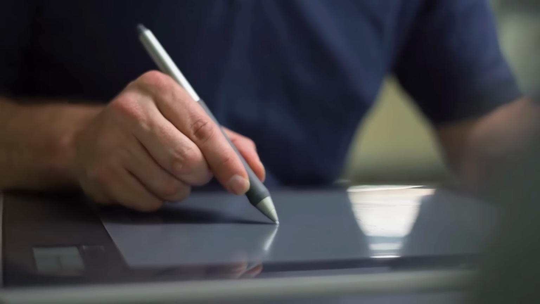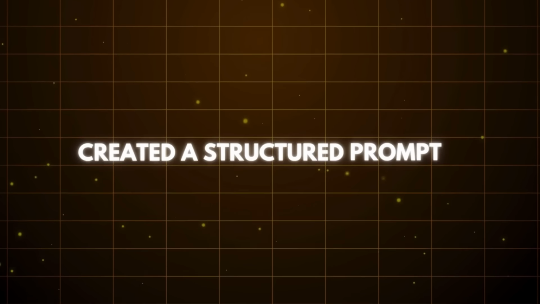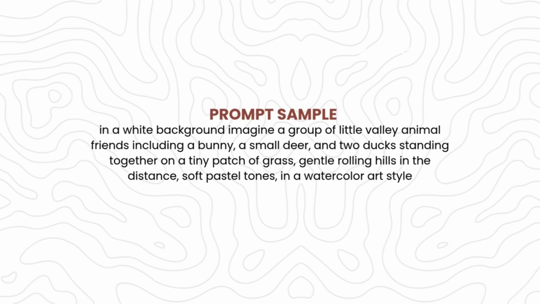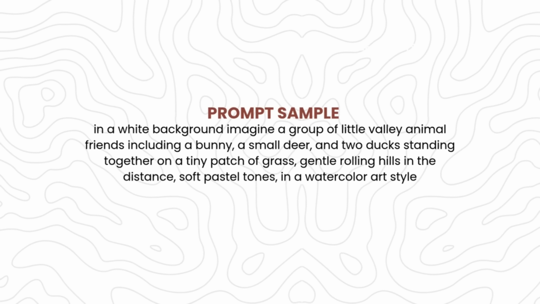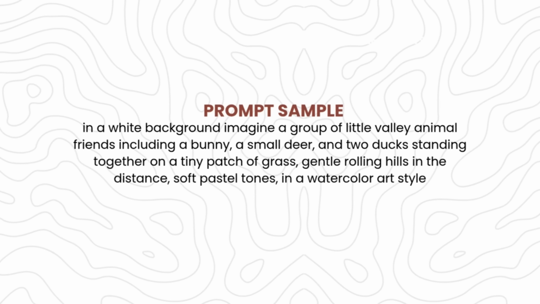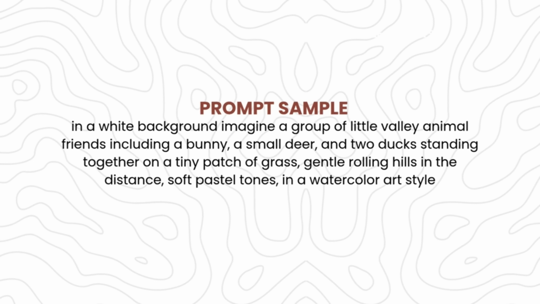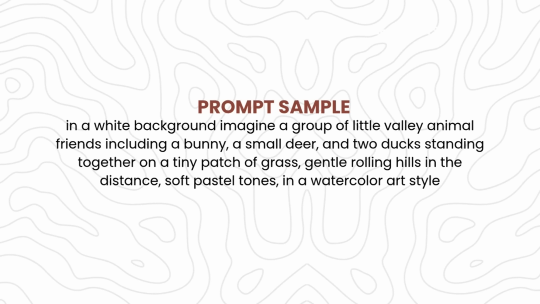Now, to recreate a similar Clipart design using AI, I used Canva and its Magic Media feature. Before generating the image, I created a structured prompt like this. In a white background, imagine a group of Little Valley animal friends, including a bunny, a small deer, and two ducks standing together on a tiny patch of grass. Colors, gentle rolling hills in the distance, soft pastel tones, in a watercolor art style.